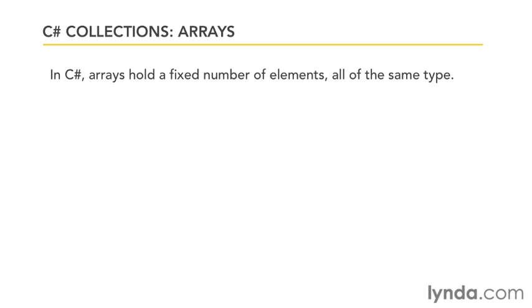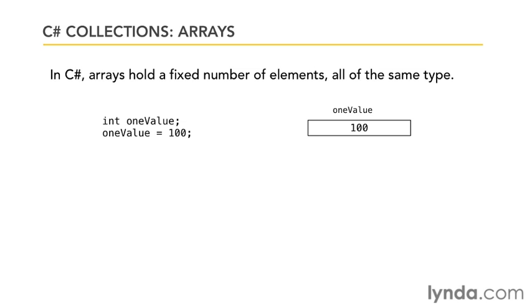Now, in C#, arrays hold a fixed number of elements, all of the same type. An array is basically just a list of items and values. So for example, if I declared an integer variable called oneValue and set it to be equal to 100, we've already seen this somewhere out in memory. The C# compiler and the .NET framework creates a little box called oneValue and puts the value inside that little variable box. Now, arrays are a little bit different than that, and the way you declare them as a variable is also a little bit different.